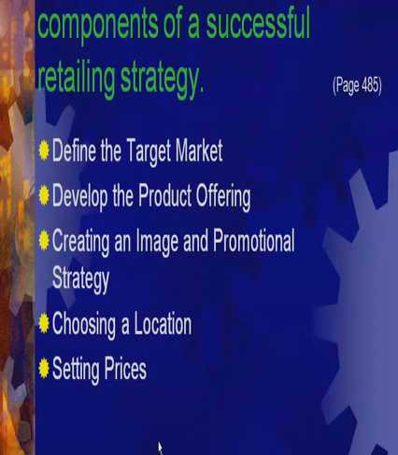Well, retail strategy. Each retailer has to have their own strategy. So the manufacturers have their strategy, but a retailer has to decide their components, and these components are related to each other. Decisions in one of these areas will affect the other. So we have to define our target market. Who are our customers? Then we want to develop a product offering for that specific target market. We want to create an image and a promotional strategy. We want to match that to our product.